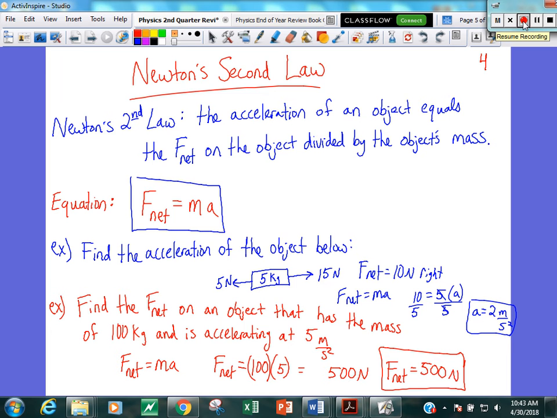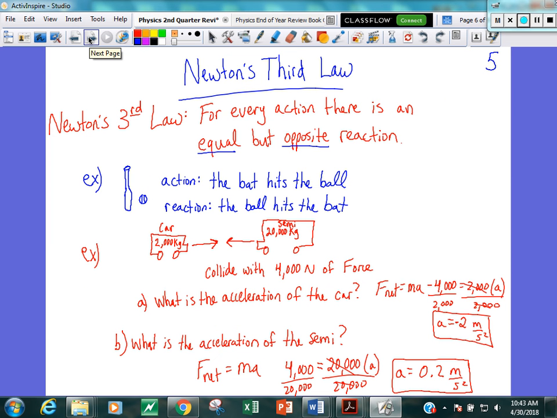Okay, guys, let's now go to page 5. On page 5, I want you to title it Newton's third law. So this is the last of Newton's laws of motion. Let's define it. Newton's third law says, for every action, there is an equal but opposite reaction. So forces always occur in pairs. There's an action statement and there's a reaction statement.